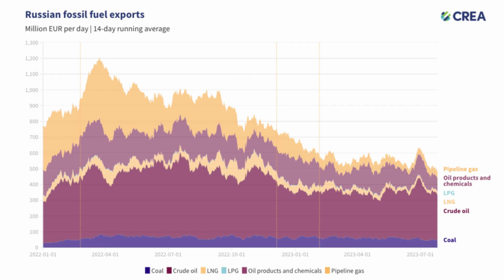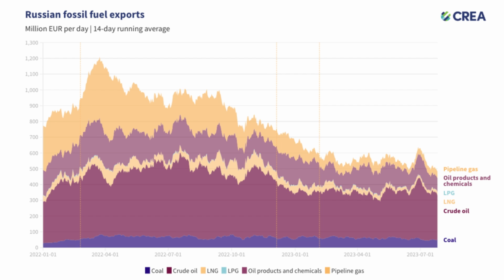And you can see that following the introduction of both of those bans, there has been a reduction in the total revenue that Russia is earning both from crude oil and also from refined oil products. And if we look at the situation right now, you can see that the total daily value of Russia's fossil fuel exports is around 500 million euros or around $550 million.